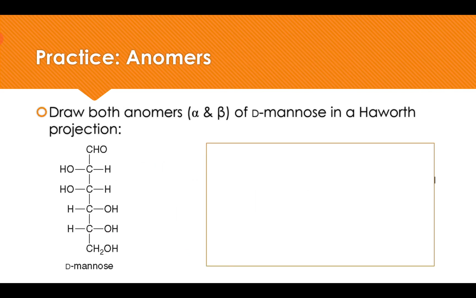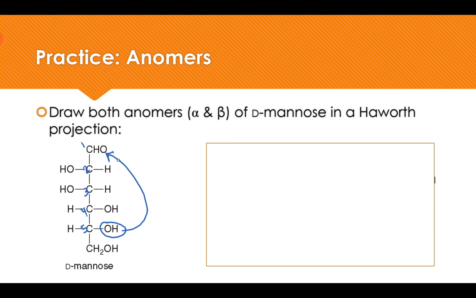Let's draw both the alpha and the beta forms of D-mannose. Go ahead and pause the video and try to come up with something on your own, and then unpause the video when you're ready to look at how I'm going to do it. Okay, so we're going to be reacting with this OH group. It's the last chiral center OH. Six-membered rings are usually the most stable, and so if you can form a six-membered ring, then do it. So if this one's going to come up and it's going to attack there.